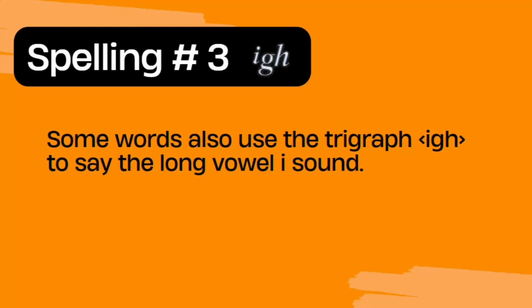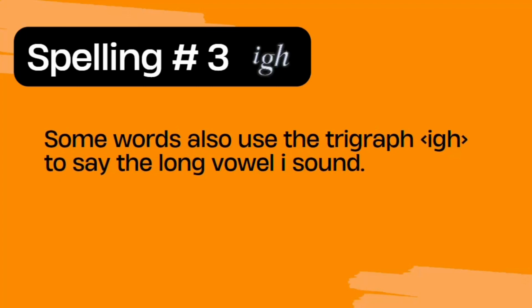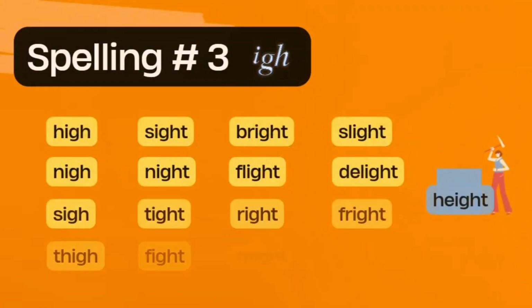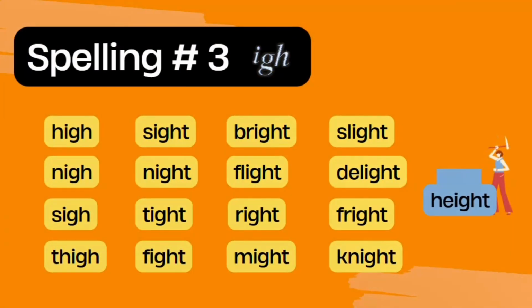Now you don't need to worry about why IGH is saying the long I sound. You can check the etymology of these words and you will find the reasons. But here I'm not explaining any historic reasons for using IGH in these words, but I can give you some word lists and tips. So if you hear the long I sound in the four words tie, pie, lie, and die, you will write them with IE.